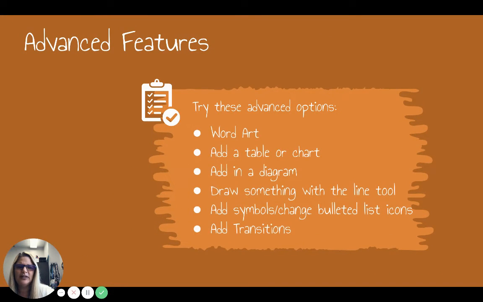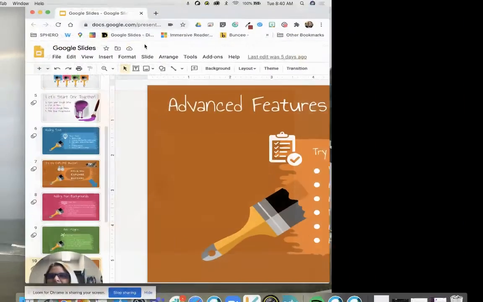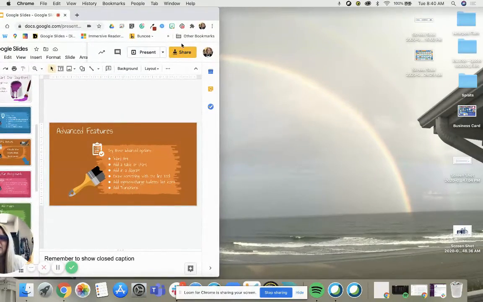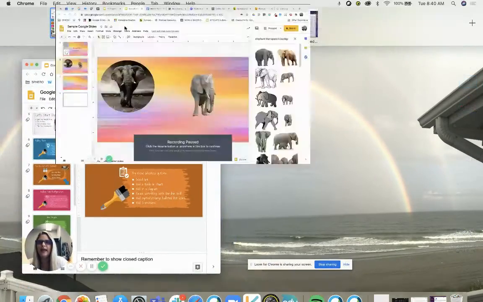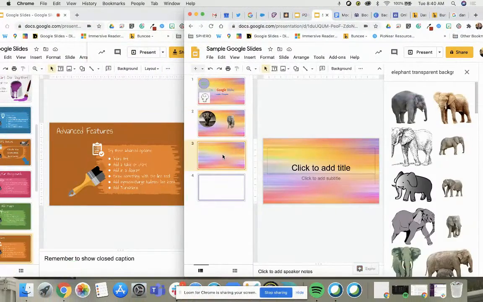So we're going to take a look at some of the other advanced features, and we're also going to put in that video that we talked about. We're going to put in some word art, add a table. We're going to add a diagram. We're going to draw something using the line tool. We're going to add in some symbols, and we're going to add in some transitions. So again, I'm going to split my screen so that I can see what I'm supposed to do a little bit easier. I'm going to pull those slides back down so I have it side by side.